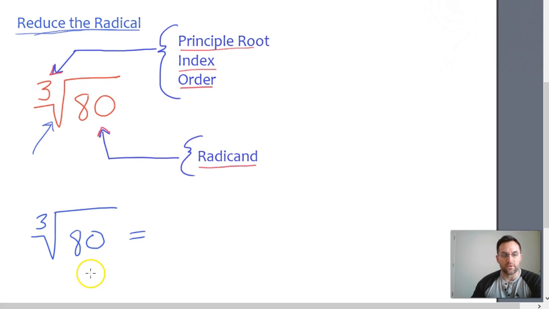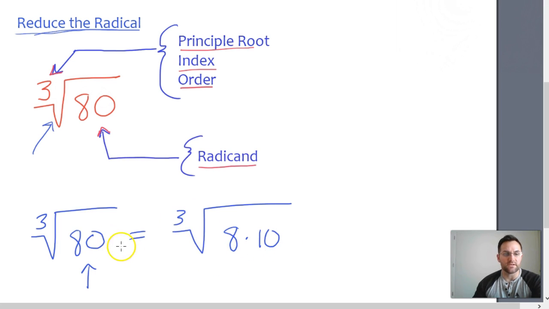It's going to be equal to what? Well, let's factor out the radicand. And we see that 80, we could say that that's 8 times 10. That's fairly easy. So we have the cubic root of 8 times 10 is equal to the cubic root of 80.